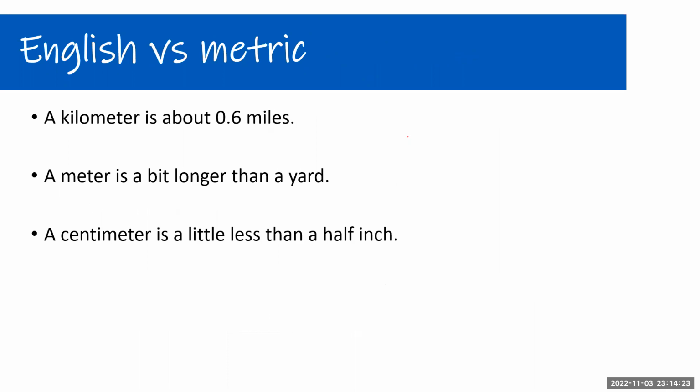If we want to compare English versus metric, there's no real hard and fast rule. A kilometer is about 0.6 miles, so a little over a half of a mile. A meter is longer than a yard, but just by a little bit. And a centimeter is a little less than a half of an inch. So nothing is consistent across those.